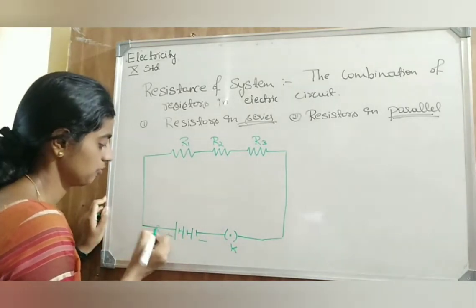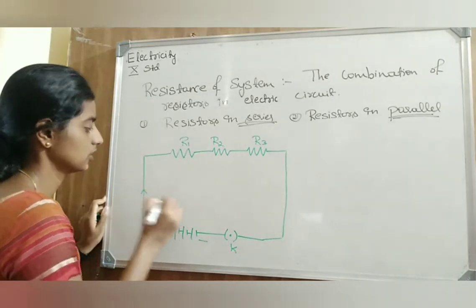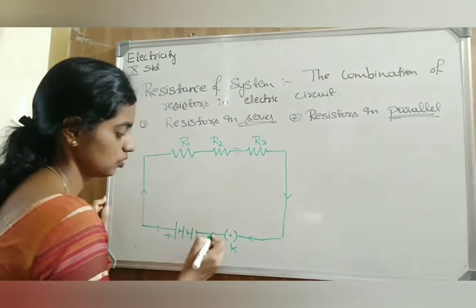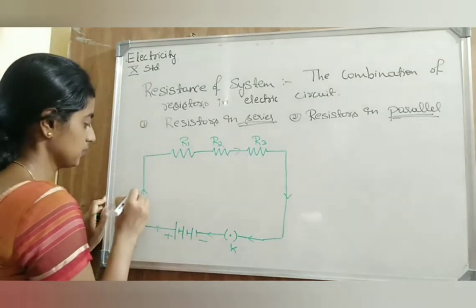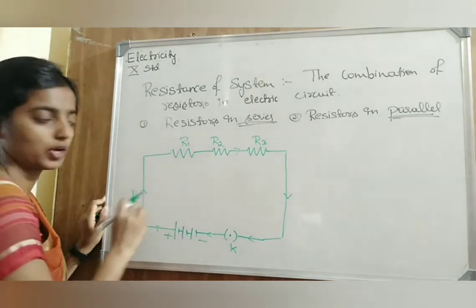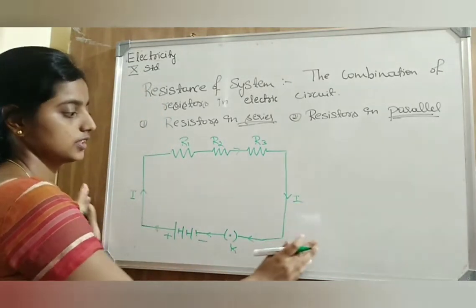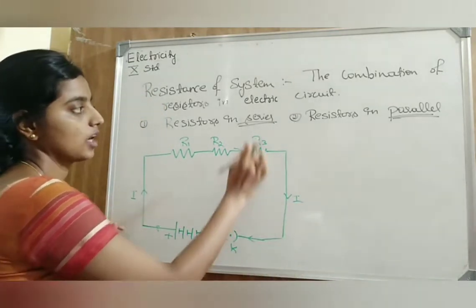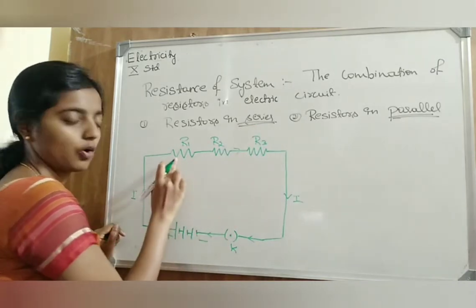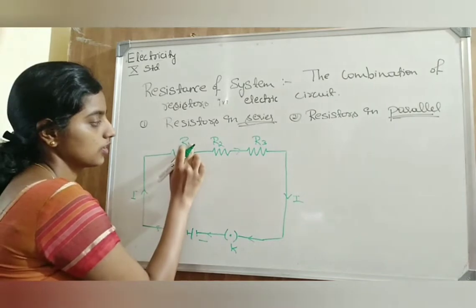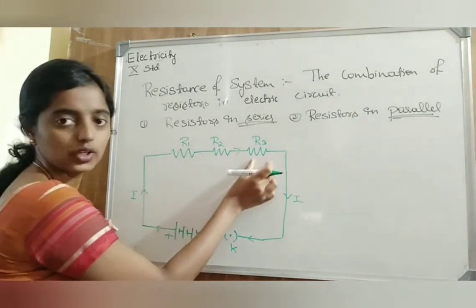Current flows from the positive terminal and ends at the negative terminal. Let us show this arrow mark as I, that is, current flows in this way. This is a basic diagram of how series looks. See how we have connected the resistors in series. Each resistor is connected end to end.